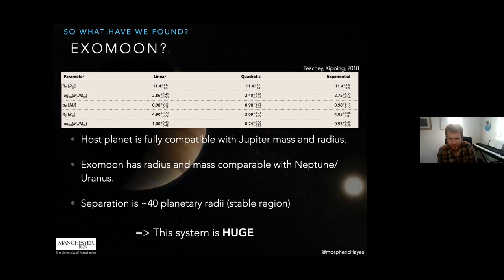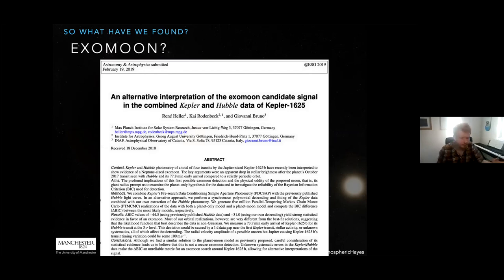And obviously people went, huh, we've never thought about almost a binary planet system at this point, not really a planet moon system. And so people came up with an alternative explanation. This was the first paper that said, no.